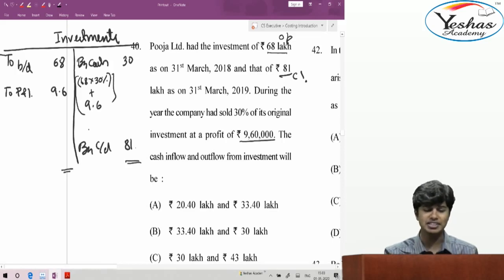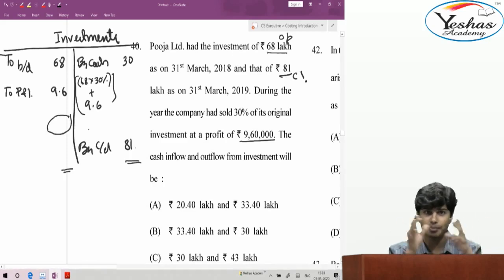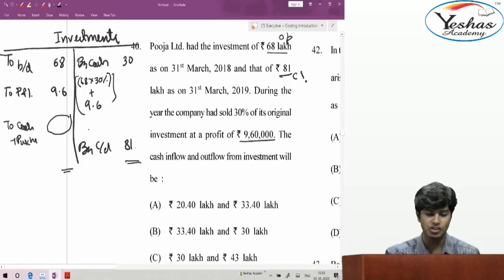So, if you had 68 and you had profit of 9.6, you cannot have closing of 81 after selling 30. So, the difference is purchase. There is nothing like abracadabra, and investments were born, or the eggs were hatched and then investments happened. So this is something called as purchase. Purchase, you need to pay cash, so it is cash outflow. So come on, let us find the balancing figure.